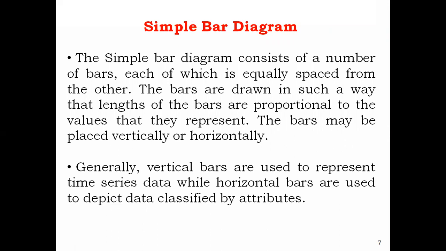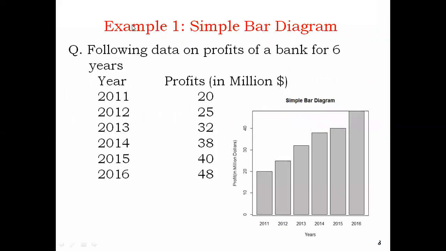And generally, vertical bars are used to represent time series data, while horizontal bars are used to depict data classified by attributes. This is the simple thing to know about our simple bar diagram. And now see, this is an example of simple bar diagram. Now your query will be clear from this example. With the help of an example, we can clear our query.